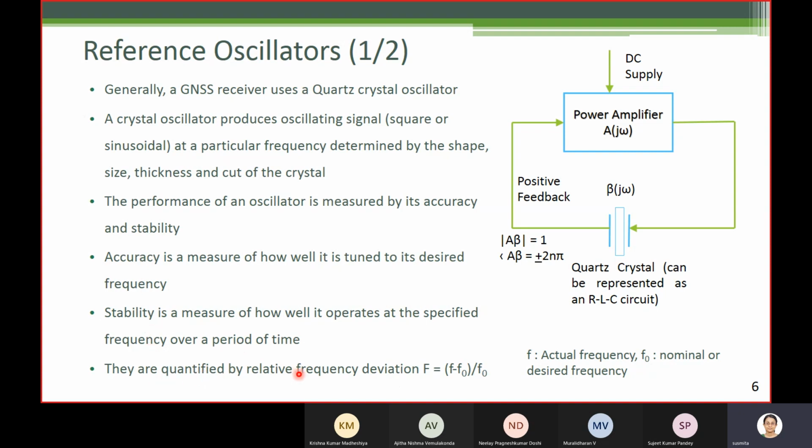Both are quantified by the relative frequency deviation, capital F, which we already discussed towards the beginning. Capital F is equal to F minus F naught divided by F naught, where F is the actual frequency and F naught is the nominal or desired or design frequency, the frequency at which it is supposed to operate. So capital F is F minus F naught divided by F naught. It's called the relative frequency deviation. On the next slide, I will abbreviate it as RFD.